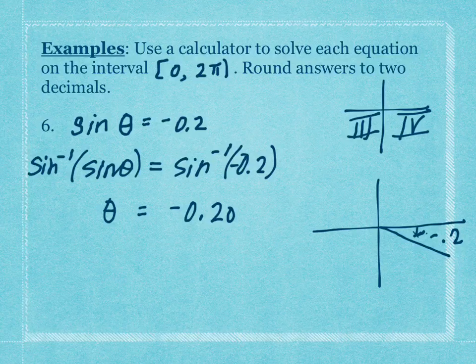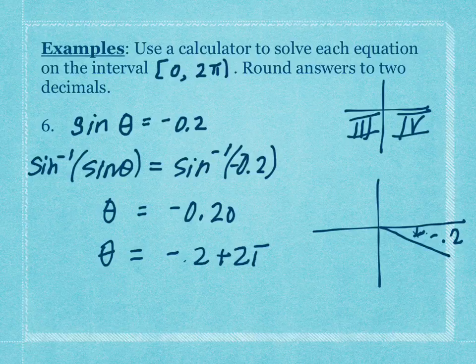So how do I get from here back to here going positive? I add 2 pi. Very good. I heard a couple of you saying it. Yes, I add 2 pi. So this theta value, negative 0.2, plus 2 pi will give me the answer in quadrant 4.